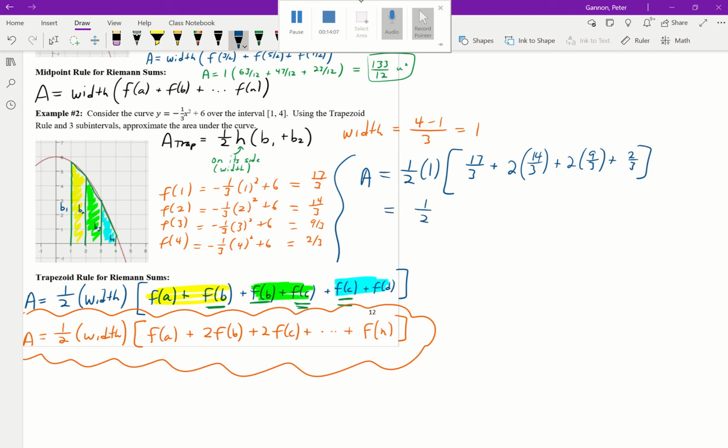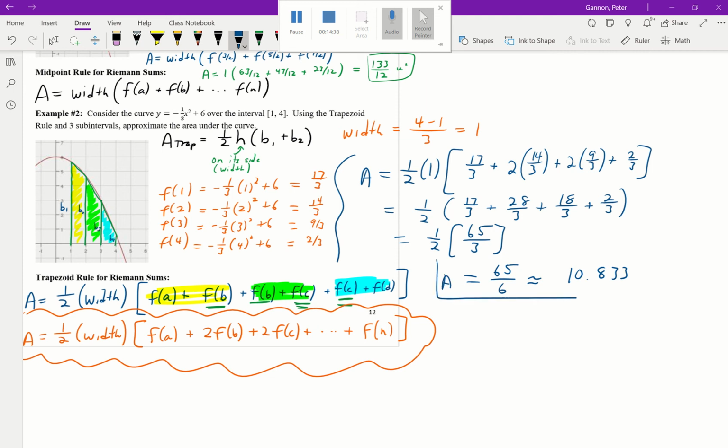As you go through to simplify this, this is 17/3, 28/3, 18/3 plus 2/3. And as you combine those, they give you 65/3. And when you multiply that by 1/2, you get 65 over 6, which is approximately 10.833. And that is how you can use the trapezoidal rule to find the area under the curve.